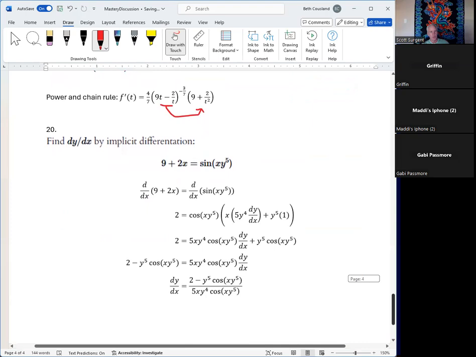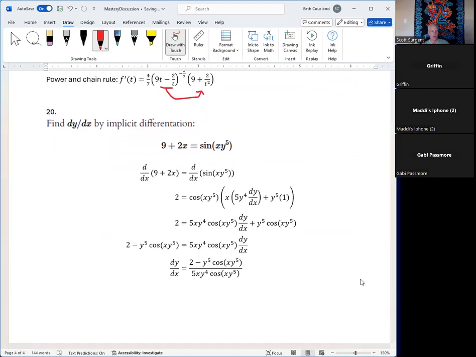All right, number 20. This one required a few steps. Find dy/dx by implicit differentiation. So we're going to differentiate both sides with respect to x. That's what these are. These are operators. So on the left side, the derivative of 9 is 0, the derivative of 2x is 2.